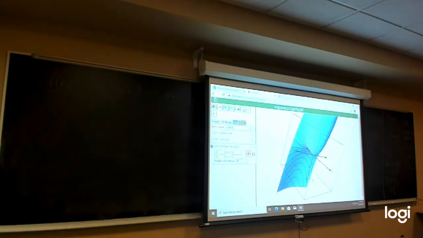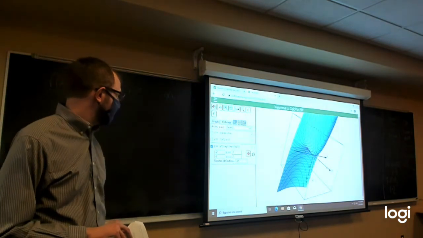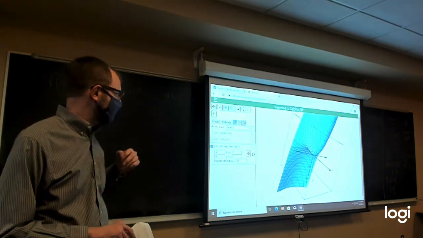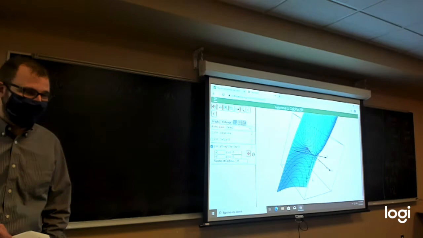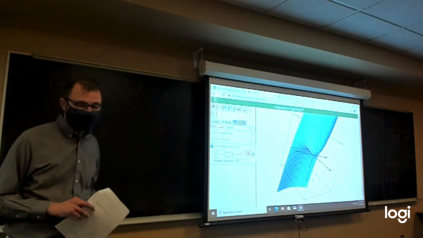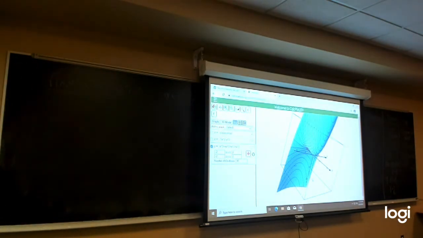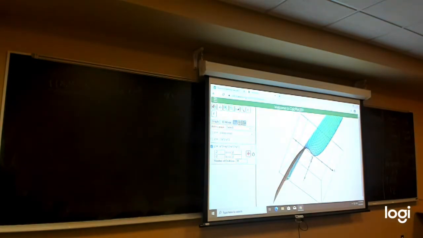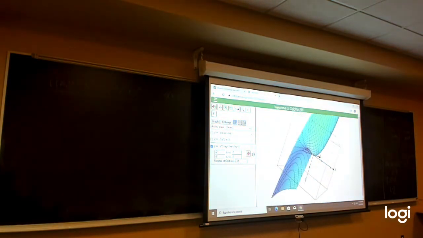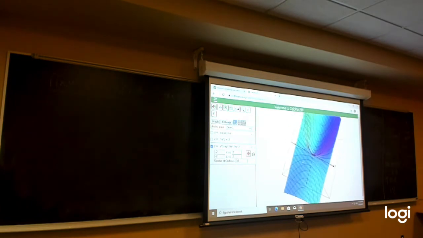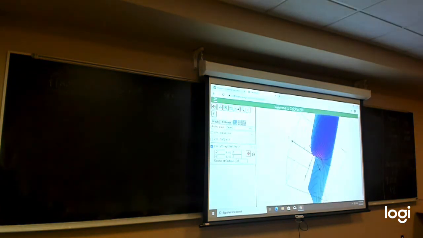Ren, I see you nodding your head. It looks like there's a local minimum at the origin. Why is that? Because all the points around it are bigger. Yeah, I would agree. Looks like we're going to have a local minimum at the origin, because at any point close to the origin, so any point near 0, 0, the z-coordinate is always going to be bigger than what it is at the origin itself.